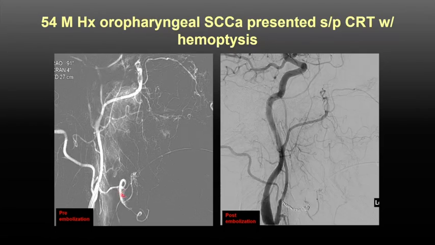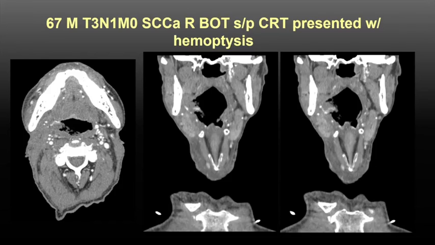As you can see on the pre-treatment planning images, there is irregularity within the left lingual artery. On post-embolization images, you can see the coils within the left lingual artery. So here I have one more example: a 67-year-old male with a right base of tongue carcinoma who presented to the ER with hemoptysis.